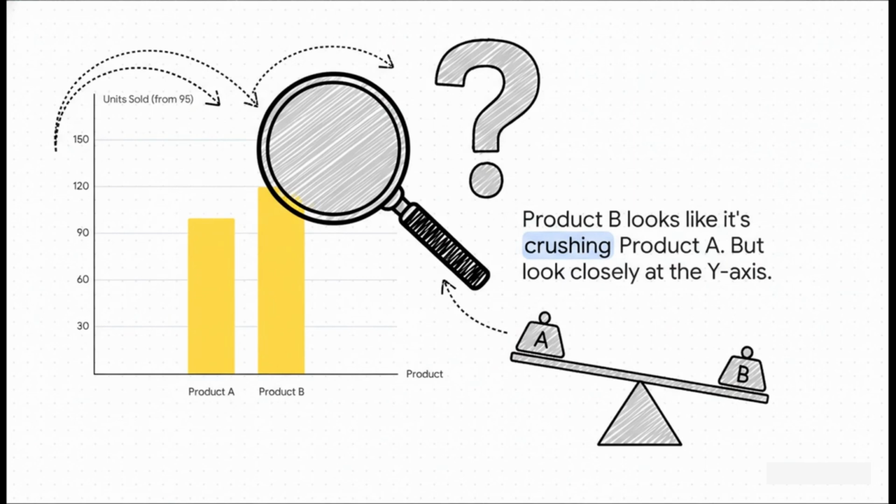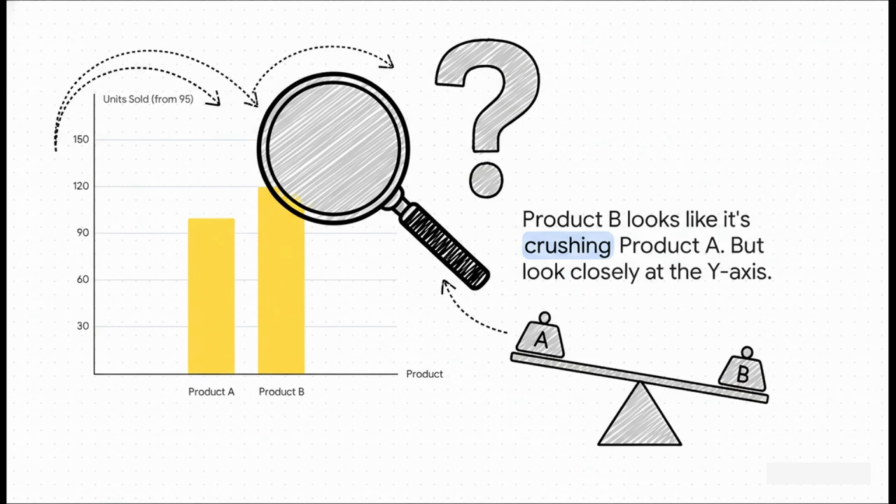Here is another classic trick. Look at this chart. Man, it looks like product B is just destroying product A, right? The bar for B is like twice as tall. But take a closer look. Pay very close attention to that vertical line, the y-axis. Do you see it? It doesn't start at 0.